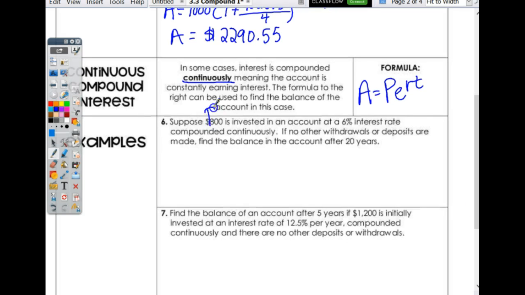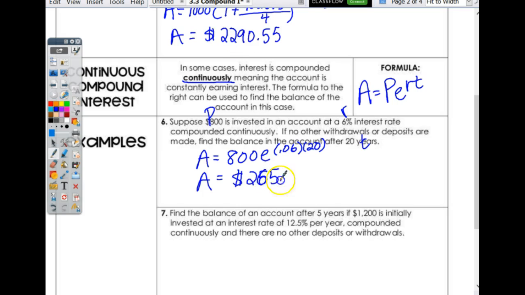So, suppose $800. Here's my P. Here's my R. And here's my T. So, go ahead and plug in and see what you get. So I got $2,656.09. It's right there.